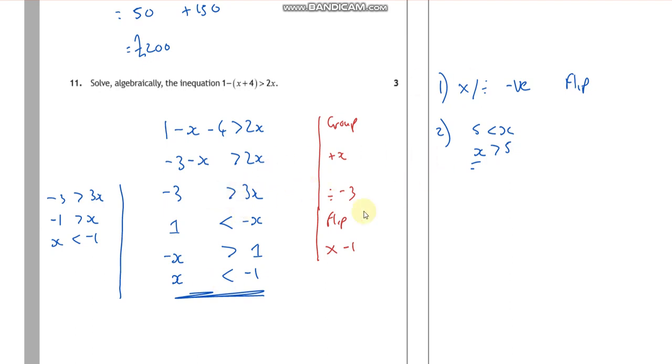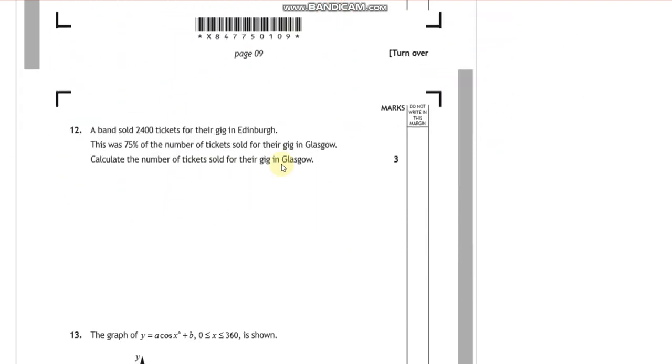But the point is, you only need to know these two rules. You multiply or divide by a negative, that sign flips. And if you just flip things round, the sign also flips. Okay, so just take your time with that. That's the only two rules. Apart from that, exact same as an equation.